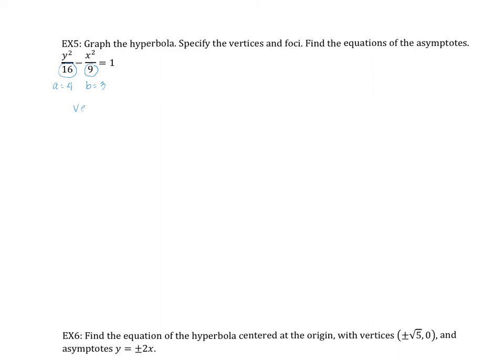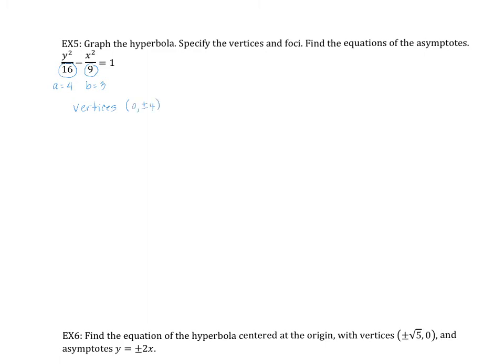So the vertices, remember that's your plus or minus a value. They're going to be y coordinates because the 16 is underneath the y squared. So the vertices are going to be 0, comma, plus or minus 4.